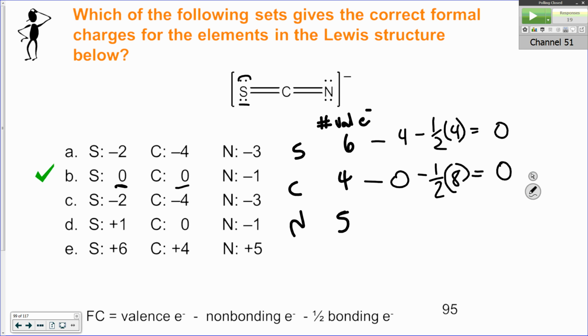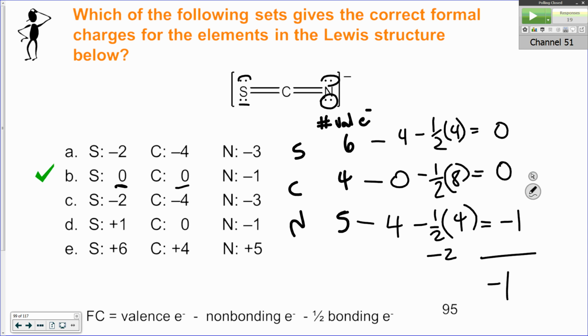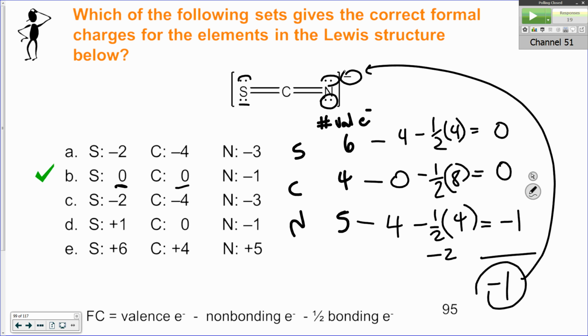And look at nitrogen at the bottom. I've got lone electrons, 4 of those that are unshared electrons, less 1/2 of the number of shared electrons. One double bond, which is 4, so that's going to be minus 2. So I've got minus 1. And all of those add together to be the charge of this polyatomic ion, which is a minus 1.